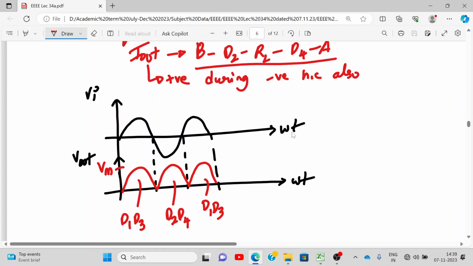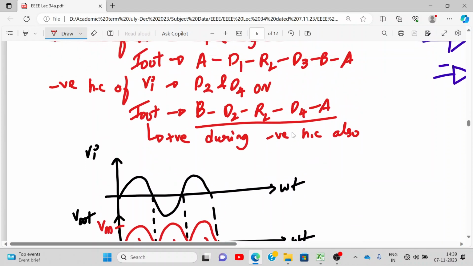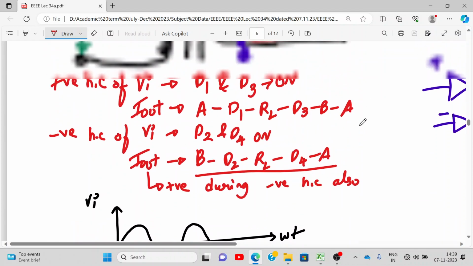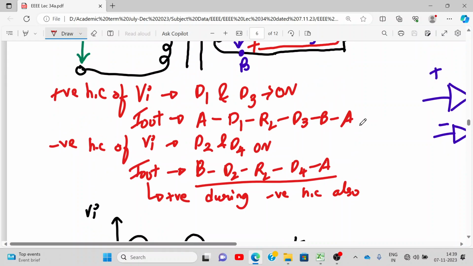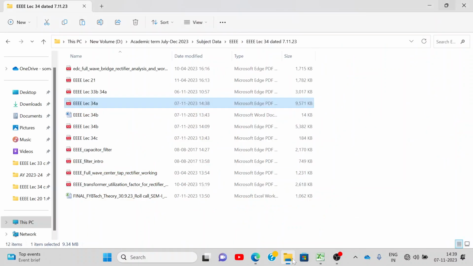Is it understood? The working and the input output waveforms? Yes or no? Yeah, I'll show you a better PDF.